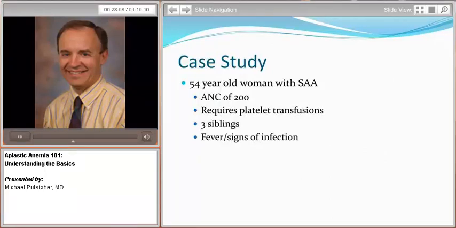Let's look at another case study. We have a 54-year-old woman who has severe aplastic anemia. Her neutrophil count is 200. She requires platelet transfusions. So again, with two lines down, she is severe. She has three siblings, fever and signs of infection. Now, should you do a transplant on her if one of her siblings is a match?